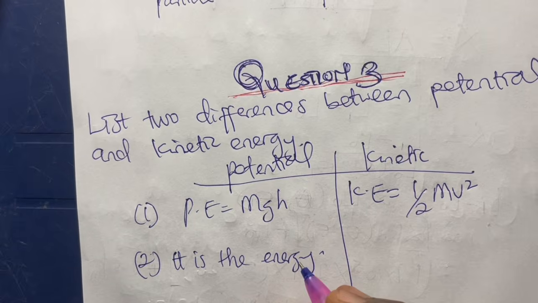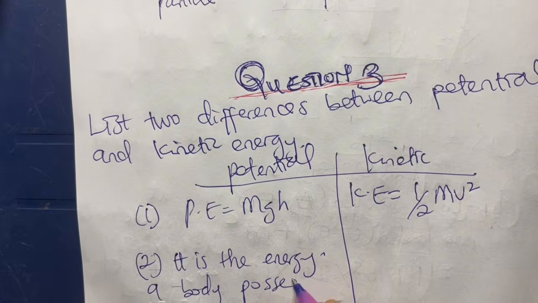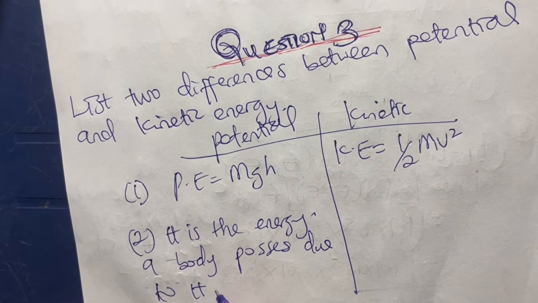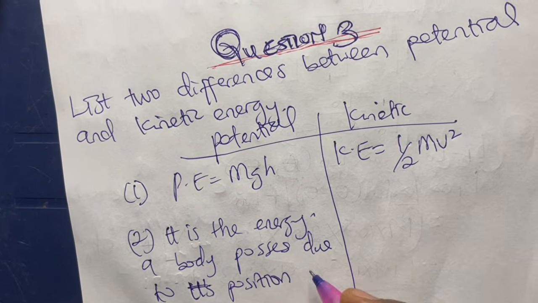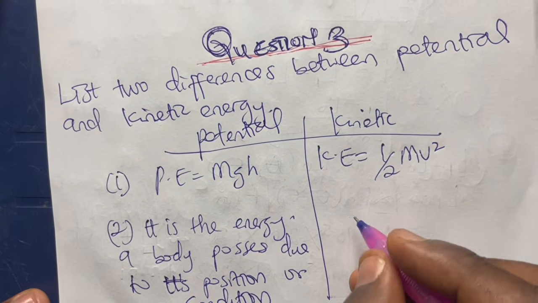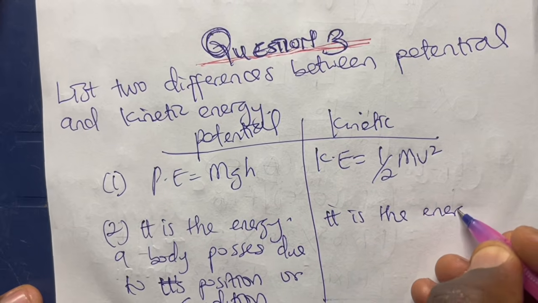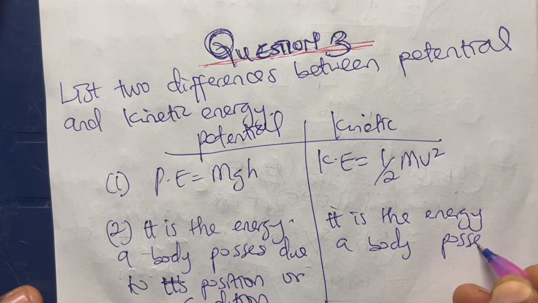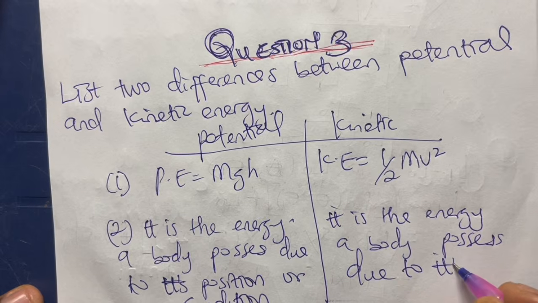For number 2, potential energy is the energy a body possesses due to its position or condition, whereas kinetic energy is the energy a body possesses due to its motion.